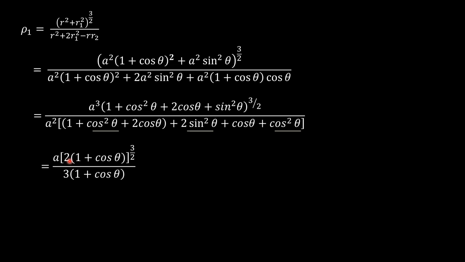Now just observe the numerator. A cube by a square is a. Again over here cos square theta plus sin square theta is 1. So 1 plus 1 is 2. 2 plus 2 cos theta to the power 3 by 2.